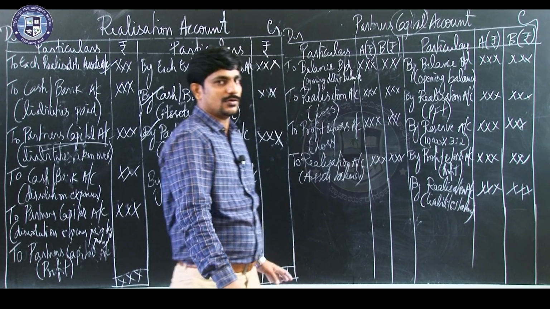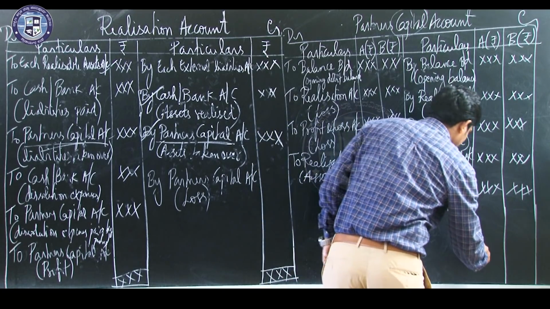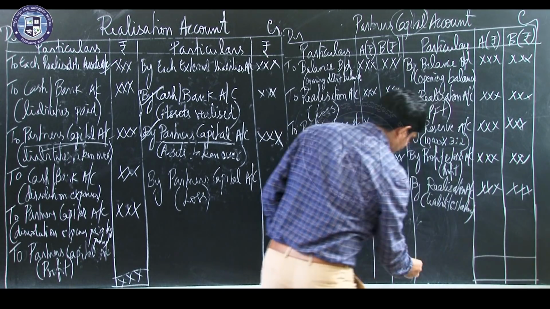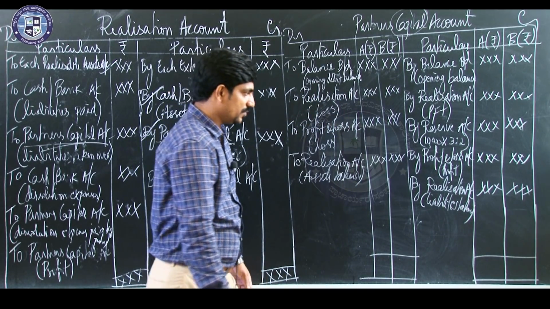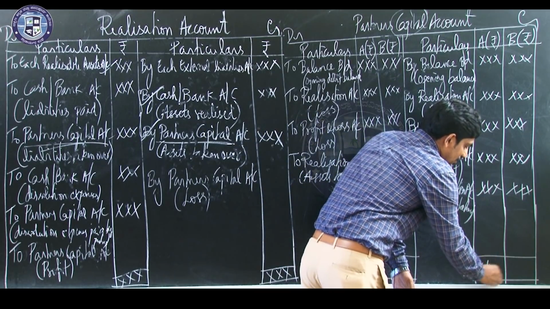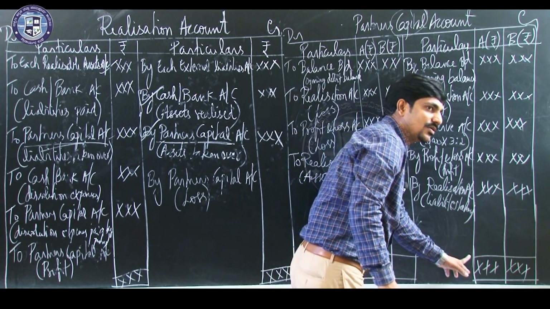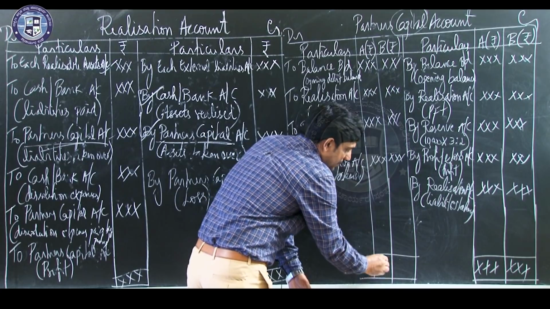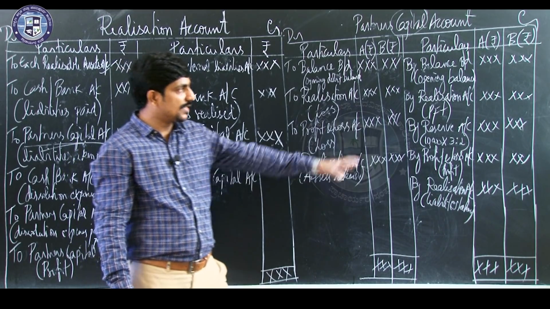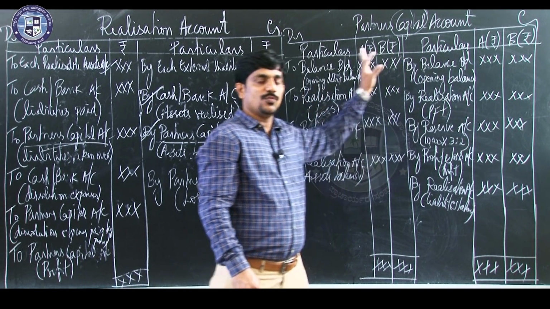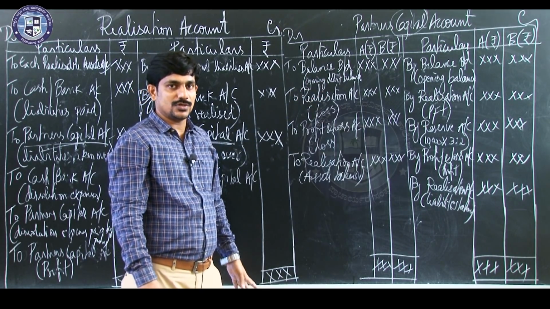Credited by realization account. So, after recording all this information, you need to settle the partners' capital account. You need to total it and see whether the debit side is more or the credit side is more. If the credit side total of the partners' capital account is more than the debit side, then it is a surplus balance, which means the partner has to receive the amount.